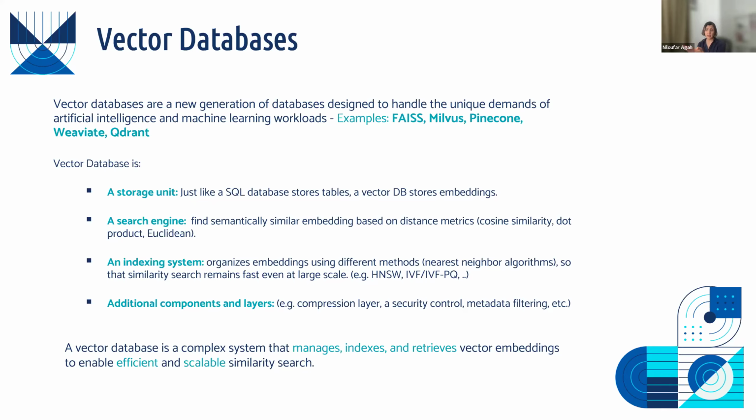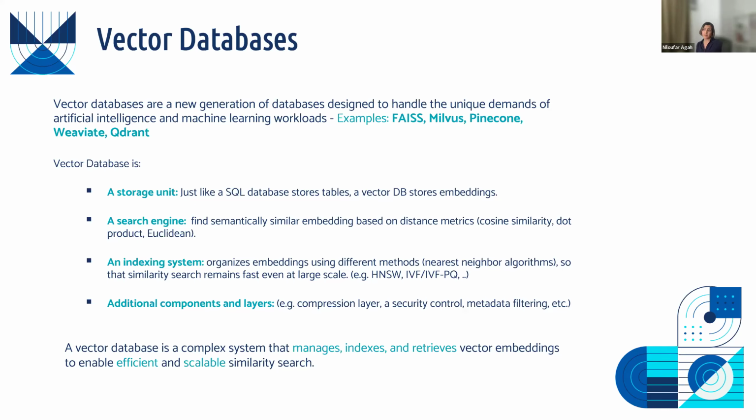So vector databases are search engines. They can find semantically similar embeddings based on distance metrics. It can be cosine similarity, dot products, etc. So as you remember, we have the embeddings from our documents, and we have the embedding from the user query. Those need to be compared to each other. So the vector database is going to compare the user embedding against those document embeddings and find those that are most semantically relevant. We call this a similarity search or nearest neighbor search.